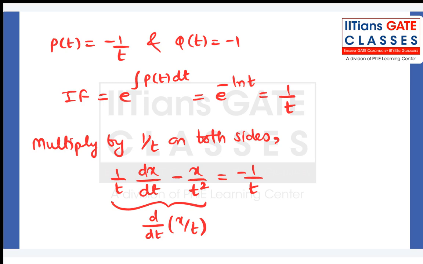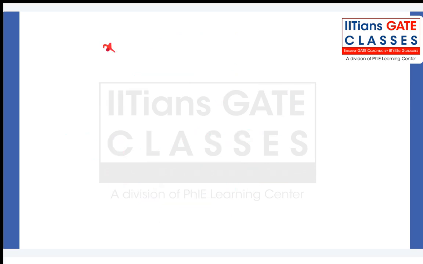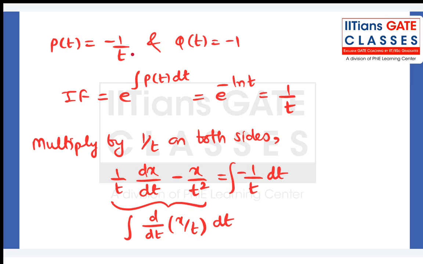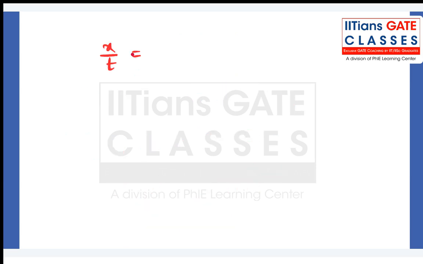So then you integrate on both sides with respect to dt, and some integration constant will come in the next step. Okay. So then this becomes just x by t on the LHS, and here it is t power minus 1, right? So ln t, so minus ln t plus c. Okay, so your x will be minus t into ln t plus c t.